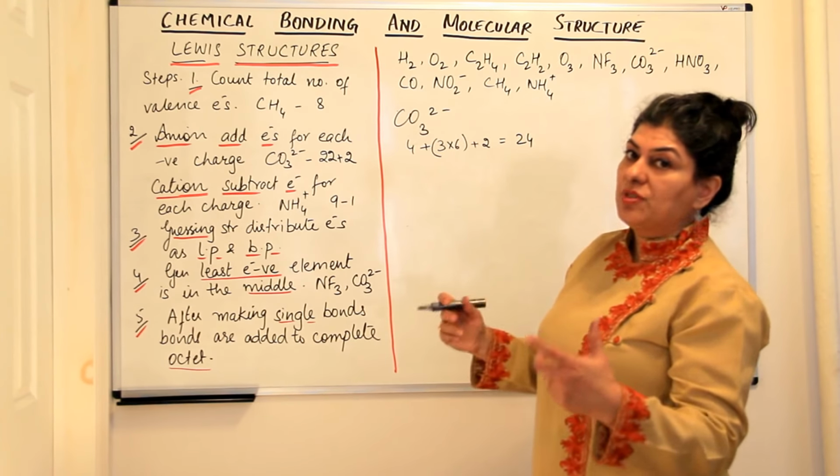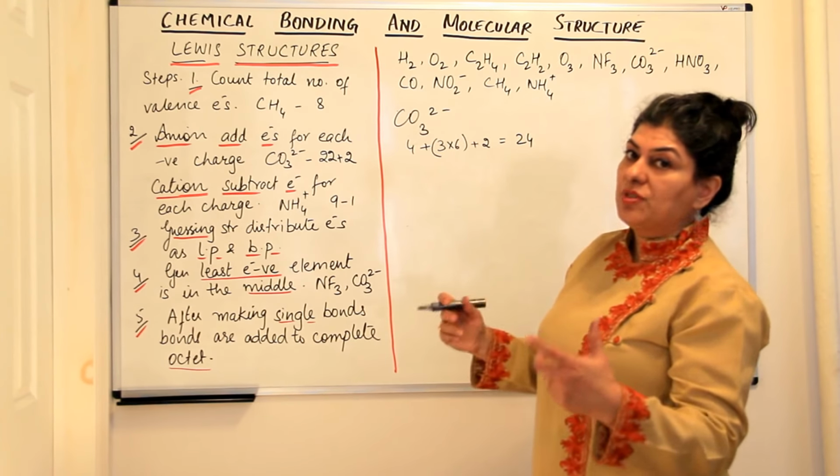So this would be 12 plus 1 is 13, and 13 plus 5 would be 18. So 18 electrons. Let us first make a single bond between the two. So 1, 2, 3, 4 electrons gone, right? 5, 6, 7, 8, 9, 10, 11, 12, 13, 14, 15, 16, 17 and 18. Right, we've made the 18 electrons.